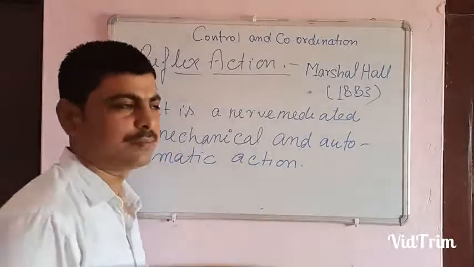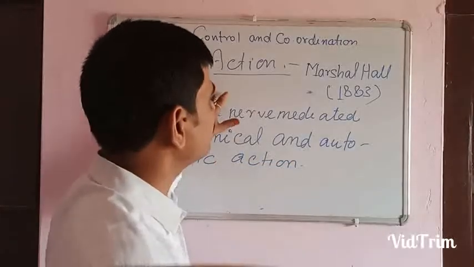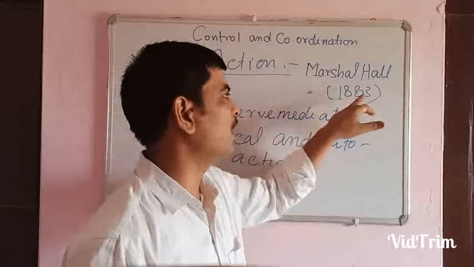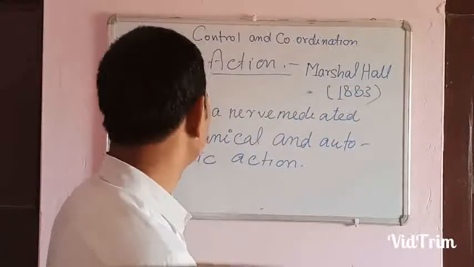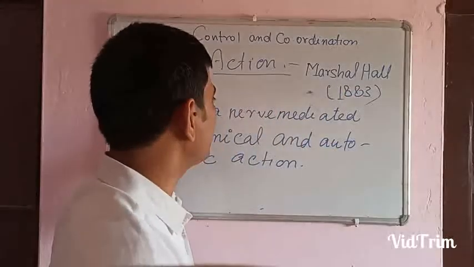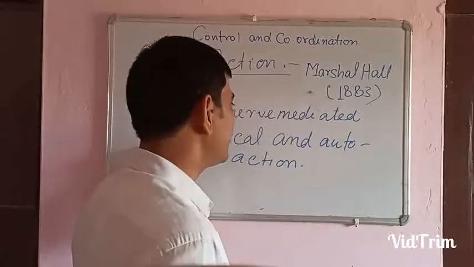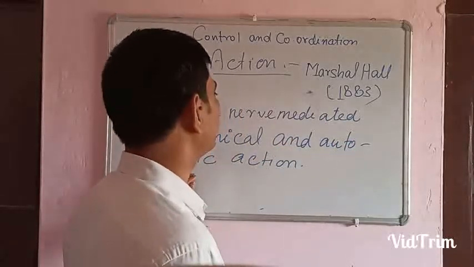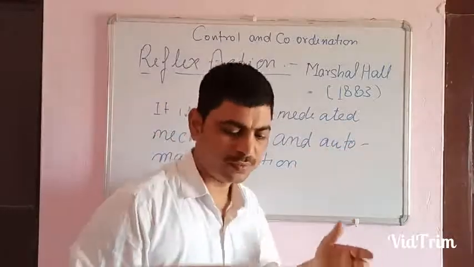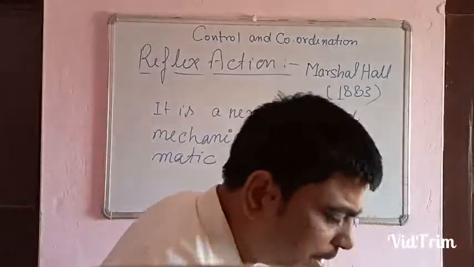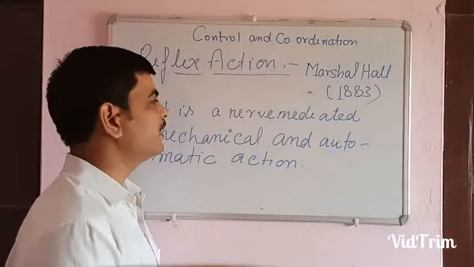Marshall Hall discovered reflex actions in 1883, and he said that a reflex action is nerve mediated, mechanical and automatic. Nerve mediated means it is initiated and controlled by the nerve.